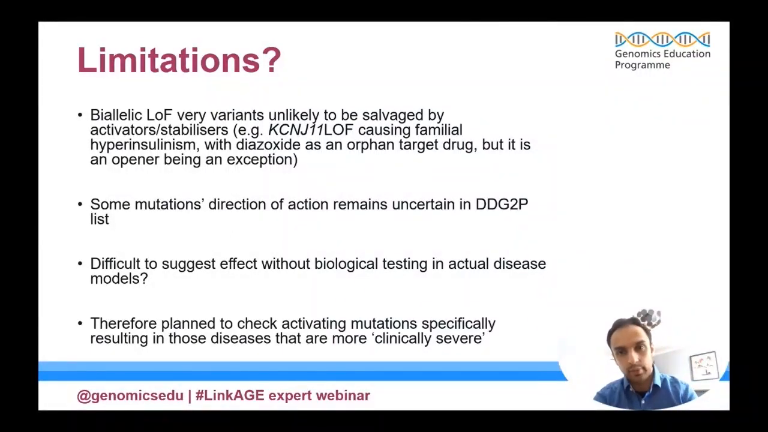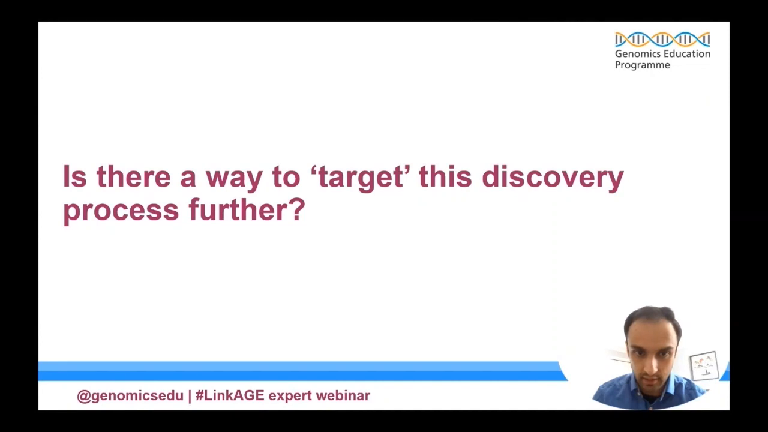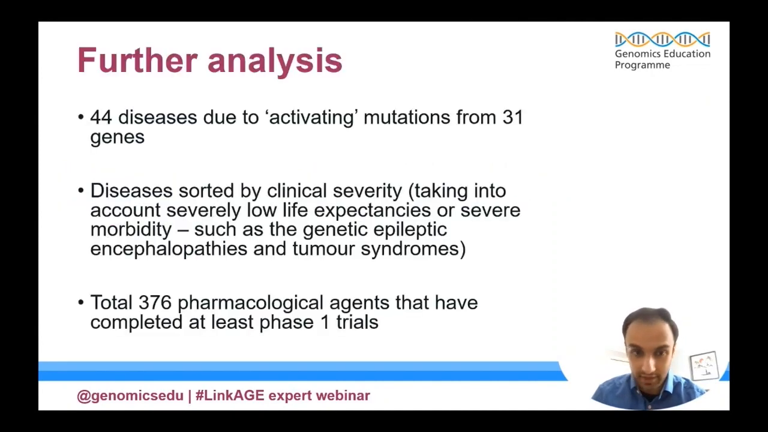And therefore, we decided we had to narrow down our approach to a degree. We therefore checked activating mutations specifically, and particularly those in clinically severe disorders, ones that cause severe morbidity or severe mortality, as these are the ones that are likely to have most salvage or also be approved for potential limited trial use through orphan designation. So that's what we did.